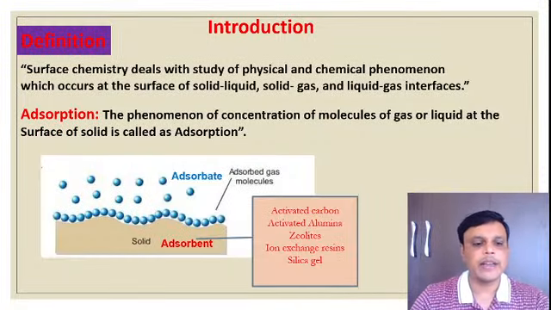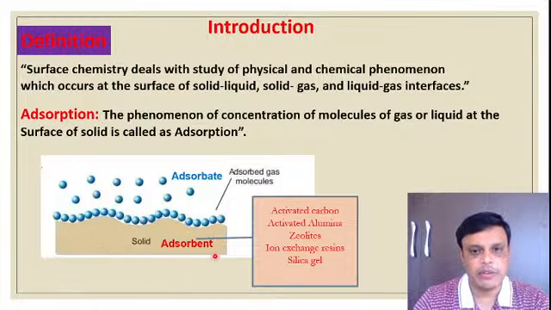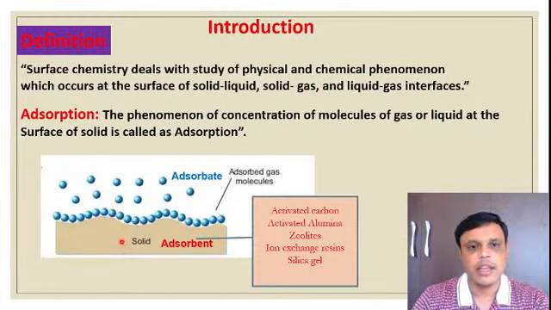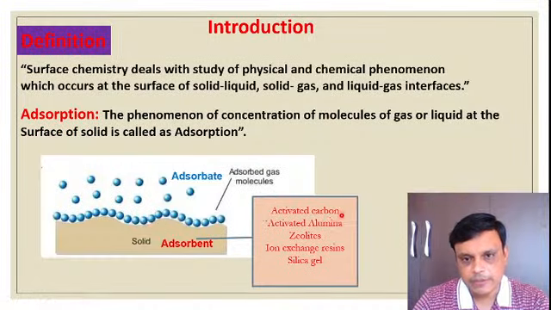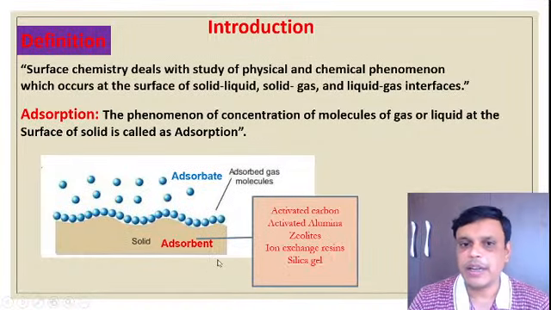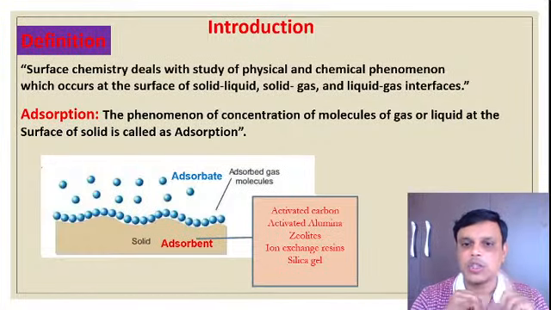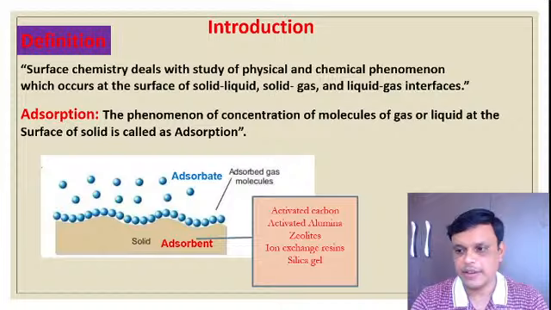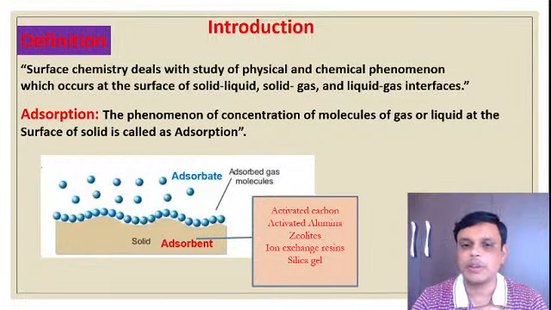Now, this adsorbent solid surface has different types, and examples are activated carbon, activated alumina, zeolites (different types of zeolites are there), ion exchange resins, and silica gels. So the examples of adsorbent are activated carbon, activated alumina, zeolite, ion exchange resin, and silica gel. If you see these examples, five or six that I have written over there, you will come to know that all of them possess high surface area.